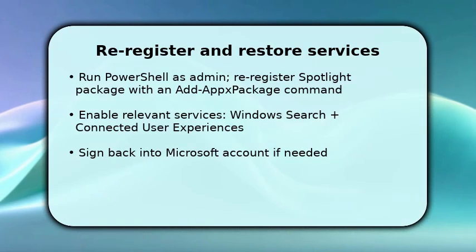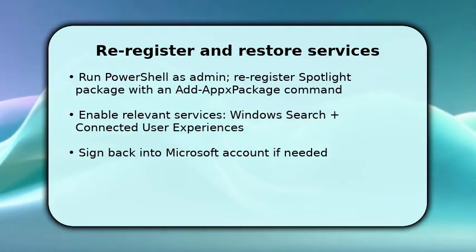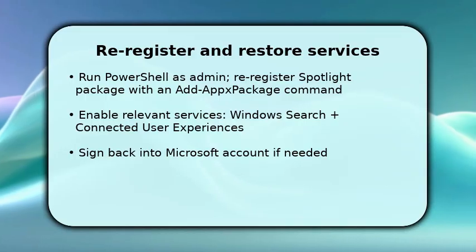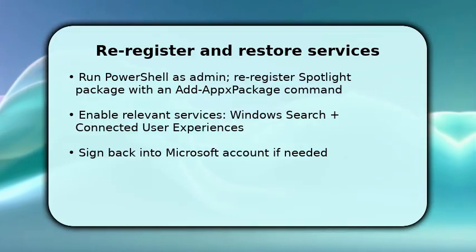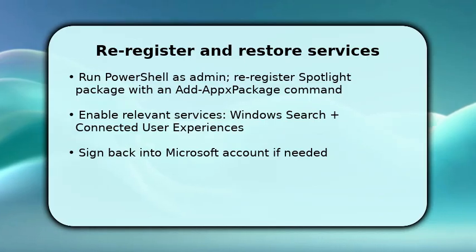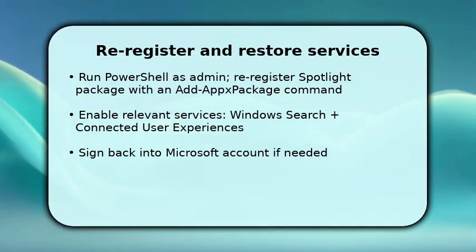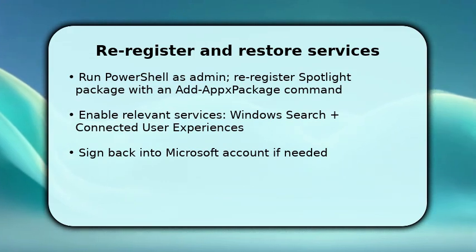Now you'll re-register Spotlight and ensure the supporting services run. Open PowerShell as administrator and run the Add-AppxPackage register command for the Microsoft.Windows.ContentDeliveryManager package. This restores the app manifest. Then, open Services and confirm Windows Search and Connected User Experiences are set to Automatic and running. Spotlight depends on them to fetch images and metadata.